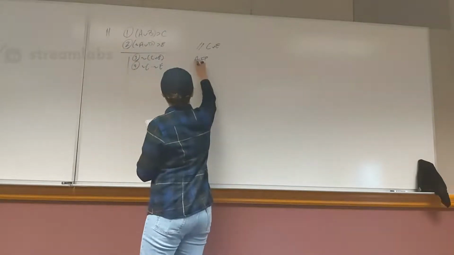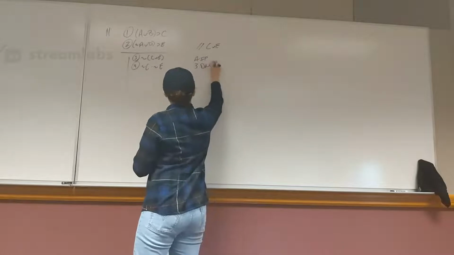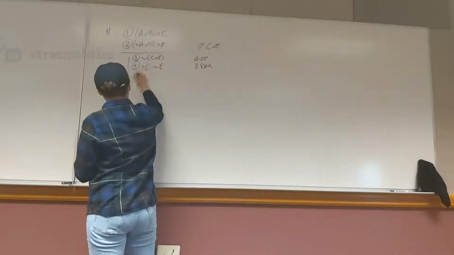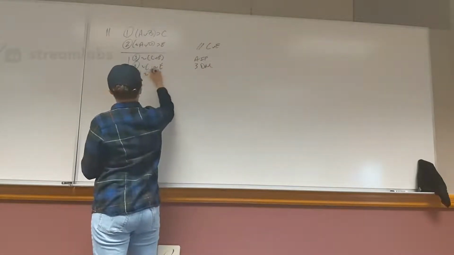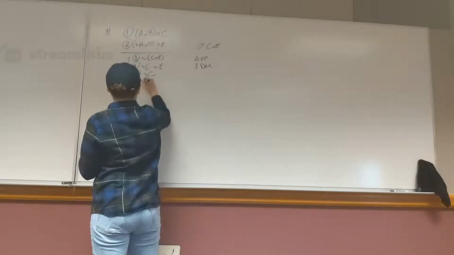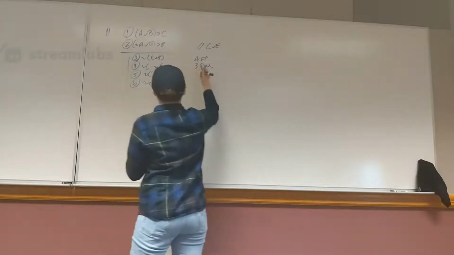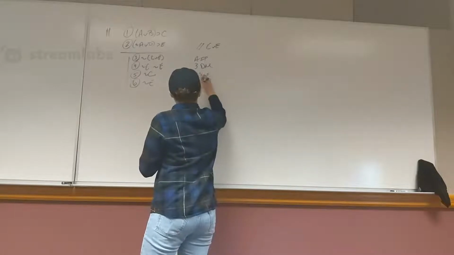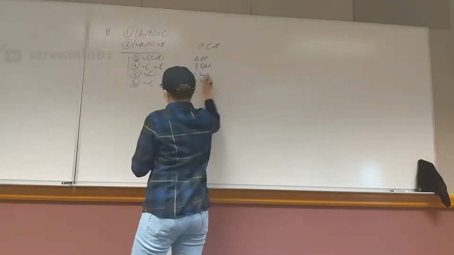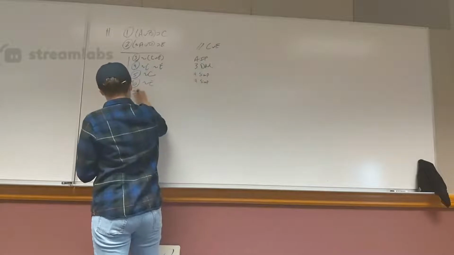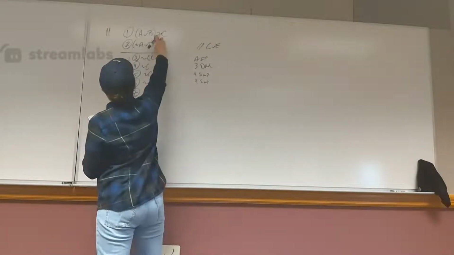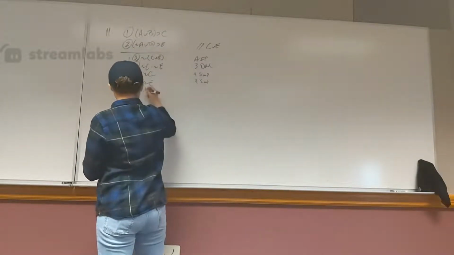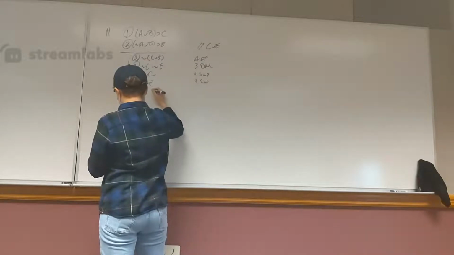Let's see, it will be good. Get not C and not E. I'm good, just separating it. You can get the negation of each of these, those columns.